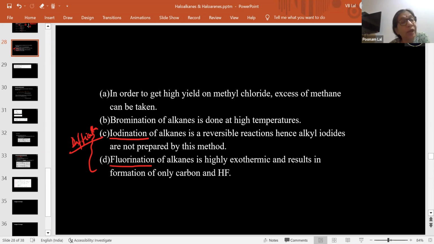Iodination is a reversible reaction, so you don't attempt. So by this method, you either make alkyl chlorides or you make bromides. You don't make iodides and fluorides.